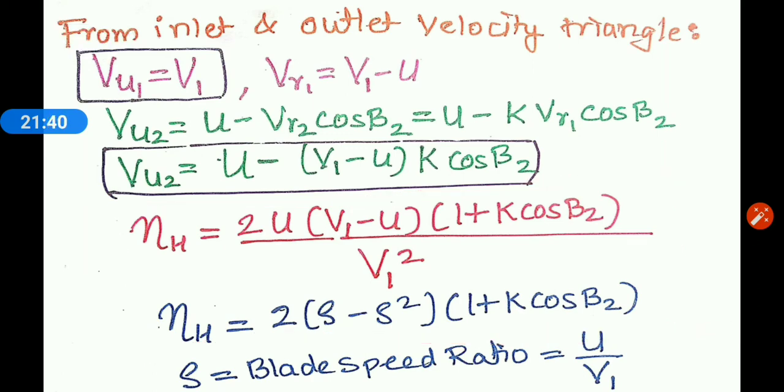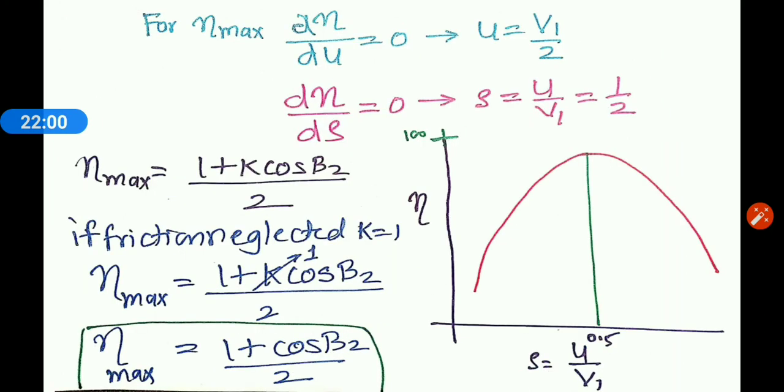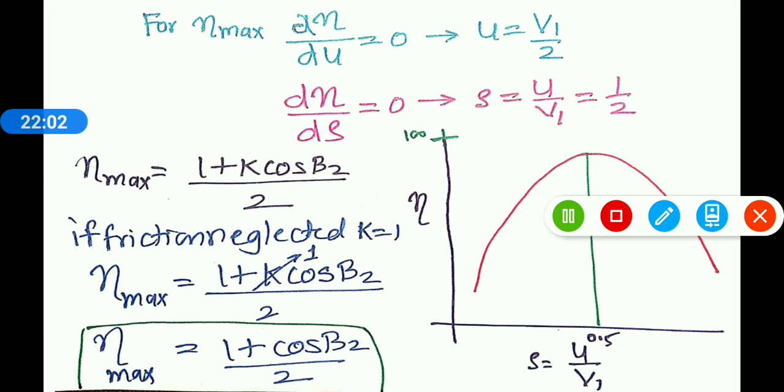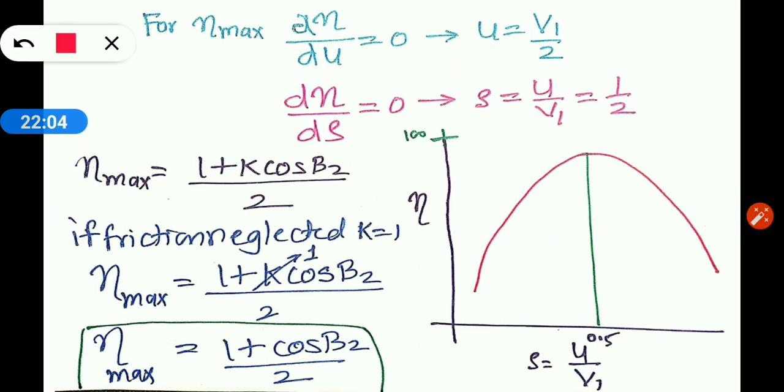Now once you get the efficiency formula, what we are doing is maximizing it. Maximizing means we will differentiate the efficiency with respect to blade velocity, or with respect to blade speed ratio, and we would like to find a relationship between blade velocity and absolute velocity, just the way we were doing in impact of jet. So we will do that and solve it. So d eta by du is equal to 0. So what you will get is u is equal to v1 by 2.